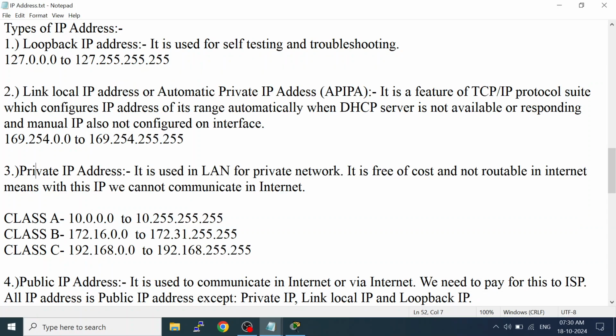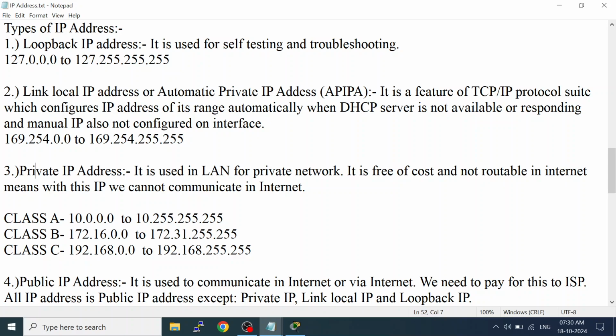Next is private IP address. Private IP address is used in a LAN for our private network. Okay, and it is free of cost. Anyone can use this private IP. Also, I am using, suppose, 10. You can also use 10 in your network. Why? Because private networks are not connected with each other. Your private network is private for you. My private network is private for me. We are not going to connect both the networks. So there is no chance of IP conflict.